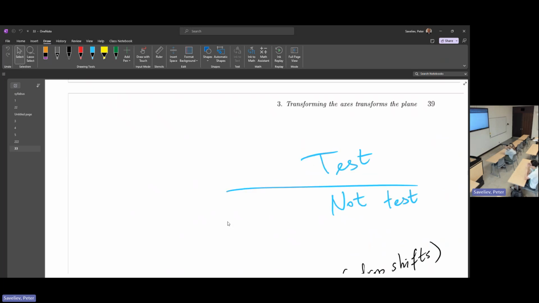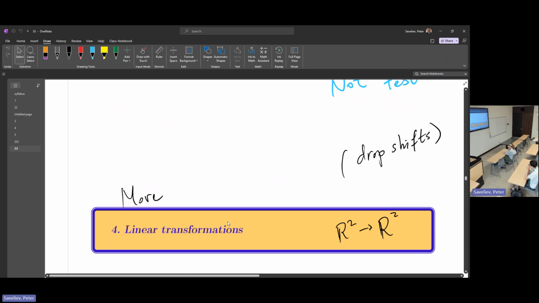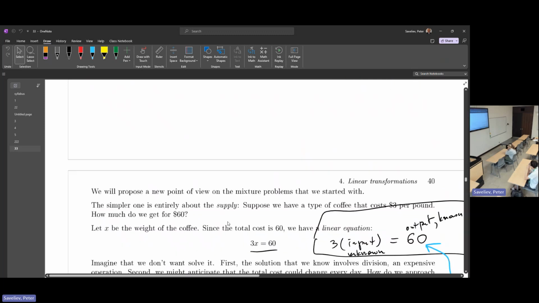Nonetheless, that's how you would introduce it most likely, and it is very tangible. But our interest in linear algebra is in a less calculus-like sense, and once again it is 2 plus 2, but from where we started. Remember, that was the mixture problem.